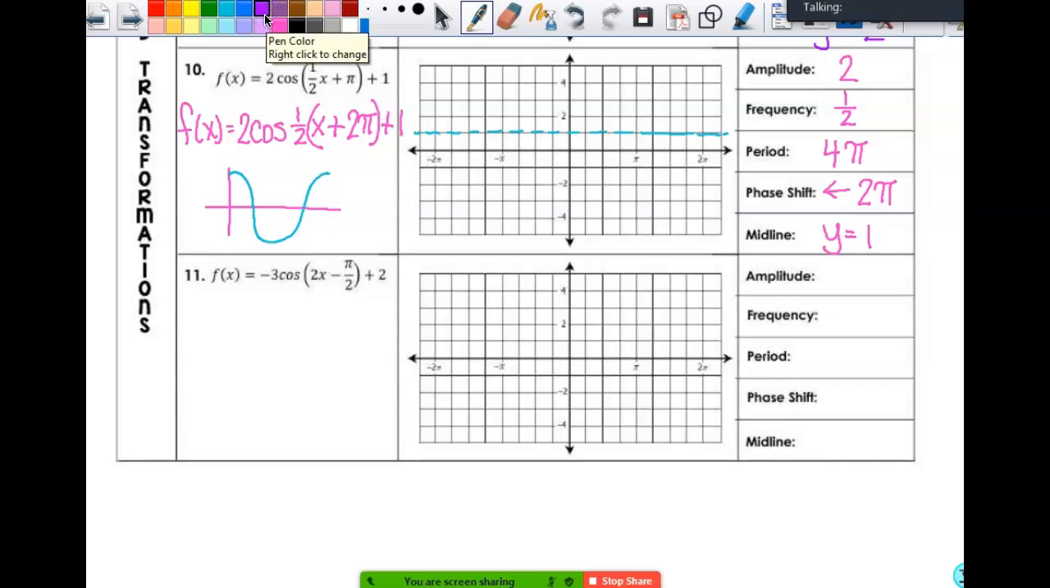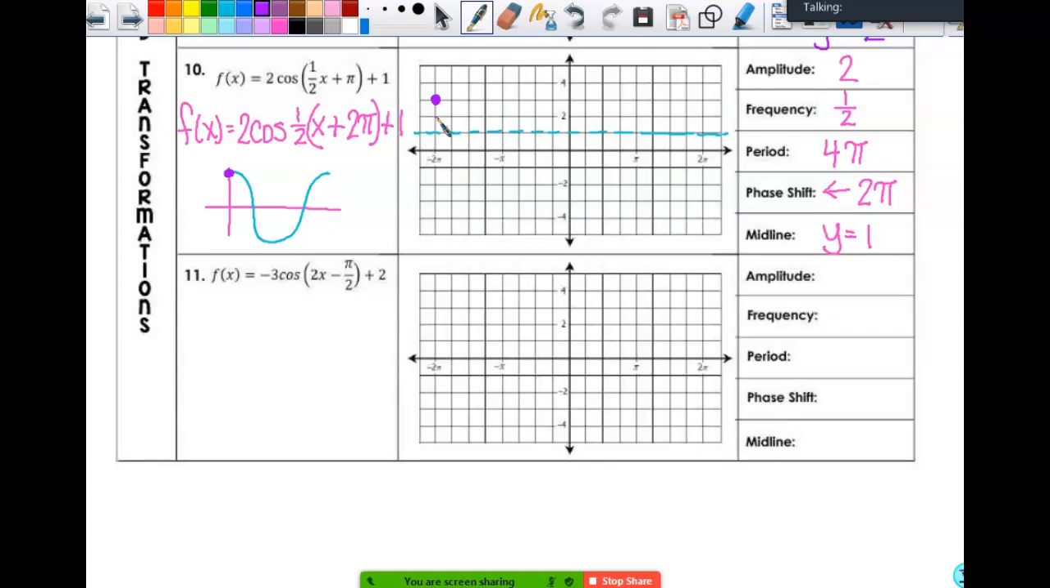So for my parent function, this would be at 0, or on here it would be my midline 0, whatever the amplitude is. So the amplitude's 2. A reflection would affect that. I don't have a reflection, but I do have a translation. So instead of being at the midline 0, 2, I then have to go to the left 2 pi, and I'm way over here.